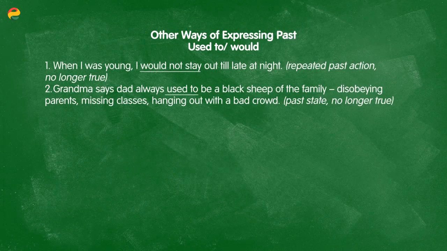Just like in the sentence, when I was young, I would not stay out till late at night. Here, again, we're talking about a repeated past action, but be very careful. We cannot use would with the infinitive in the second sentence. This is because the verb to be is a stative verb. And if you say that someone would be something, it sounds like you are forming a conditional. Here, you must use the phrase used to.